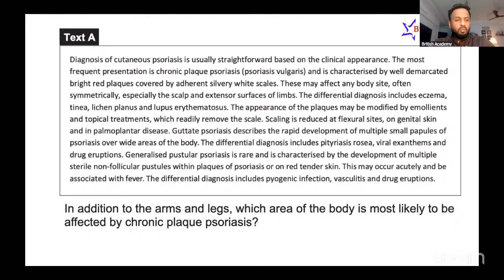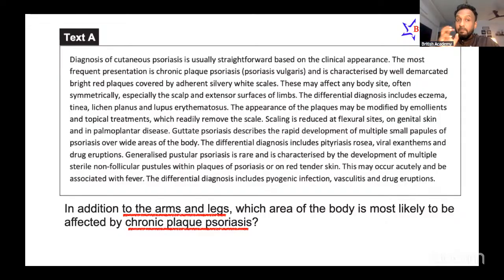Now, this is a little complex. I won't say much. This is the last question of part A, then we'll move on to part B. Now, the question is a little complex, but understand. In addition to the arms and legs, which area of the body is most likely to be affected by chronic plaque psoriasis? So, what's my keyword over here? My keyword is pretty simple. The name of the condition, that is chronic plaque psoriasis, and arms and legs.